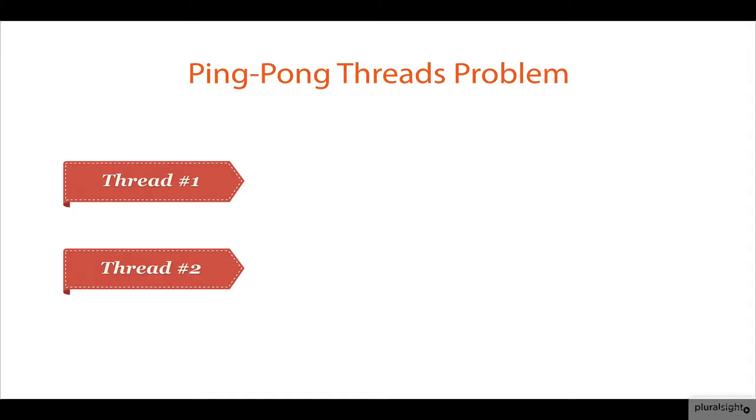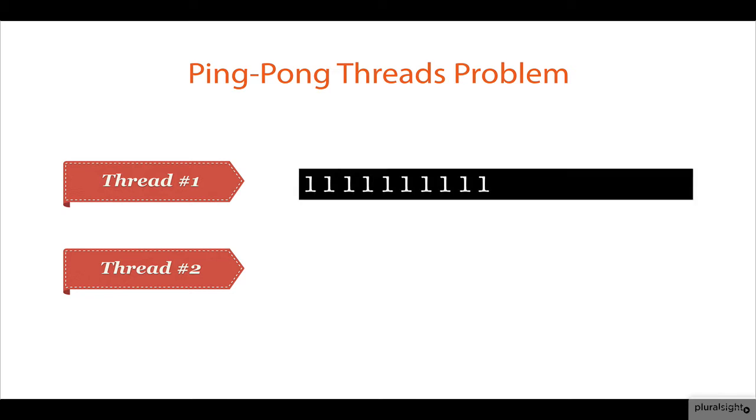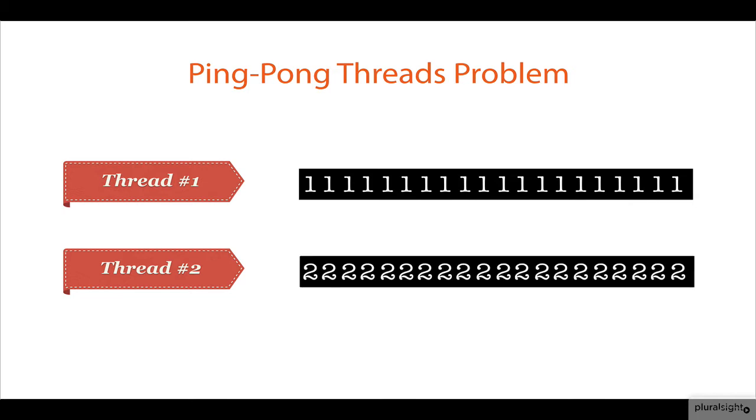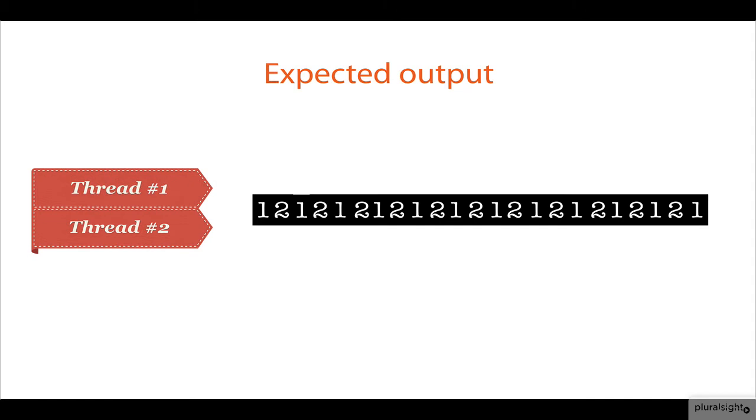Now, let us understand the problem we want to solve in this module. Imagine two threads. Thread 1 prints out ones repeatedly whenever it gets to run. Thread 2 does the same, except that it prints twos. Now, here is the problem to solve. We have to design these threads in such a way that whenever these threads are started concurrently, they should produce an output of alternate ones and twos.